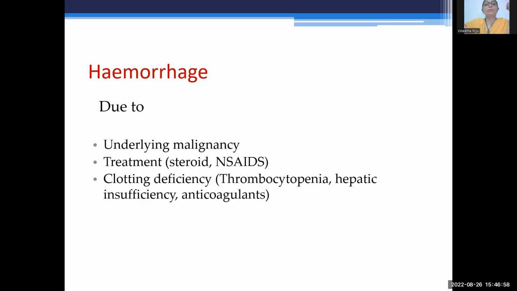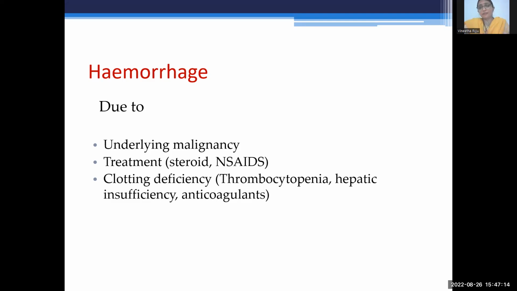So hemorrhages, like you all said, could be because of the malignancy per se. It could be because of steroids. It could be because of NSAIDs. It could be because of some clotting impairments like thrombocytopenia, hepatic insufficiency, or anticoagulants.